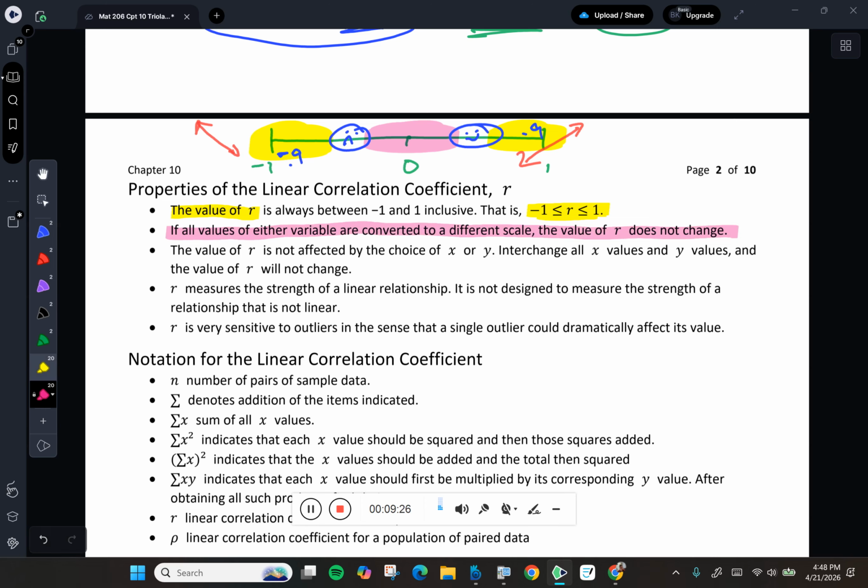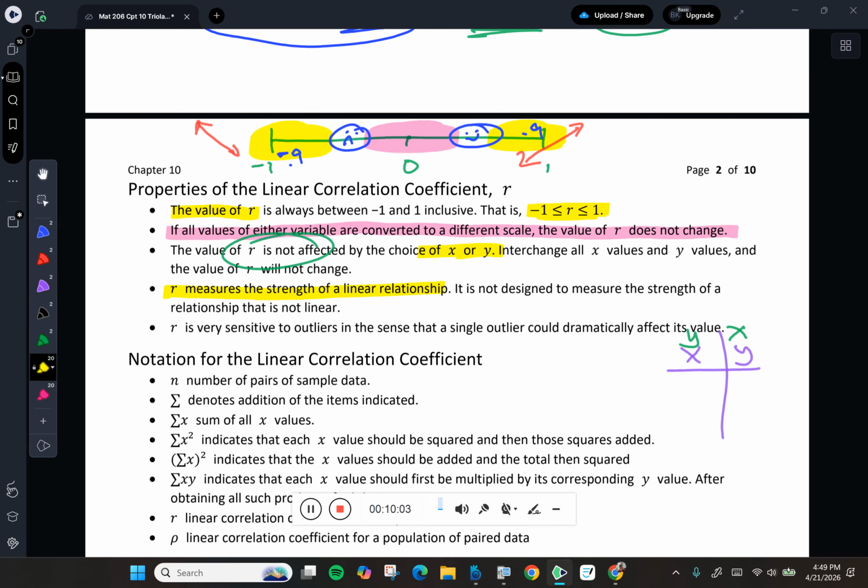The other thing that doesn't affect r is your choice of x and y. Let's say you're given data in a table, but neither column is labeled as x and y. Well, if you call these guys x and those guys y, or if you call these guys y and those guys x, it doesn't matter. The value of r would be the same. So which you choose doesn't affect the value of that linear correlation coefficient. R measures the strength of the linear relationship.